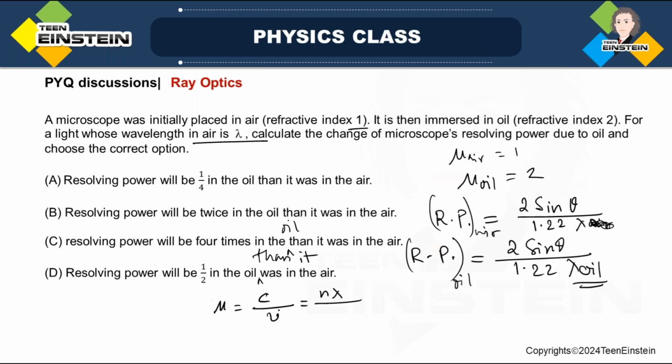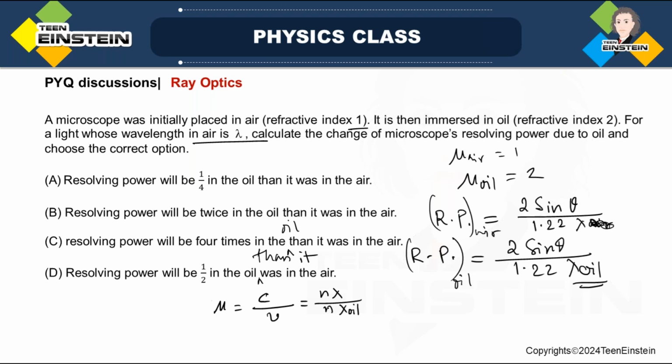And one important property of light is that it changes its wavelength, but it does not change frequency in different mediums. So in this oil medium, with its refractive index, the frequency of the light wave will be the same, whereas the wavelength actually gets changed in oil.